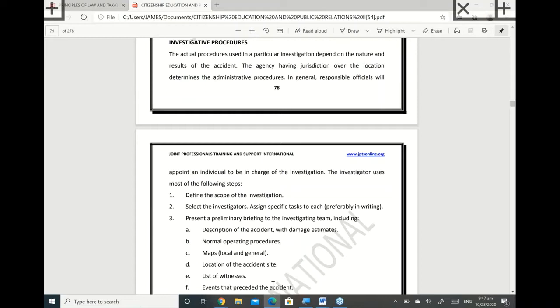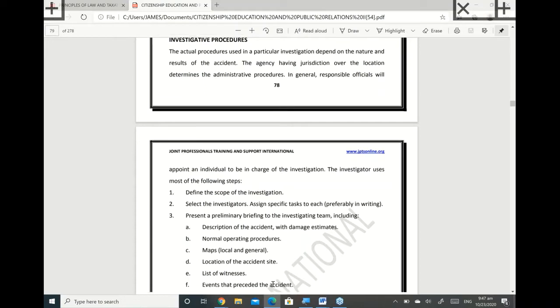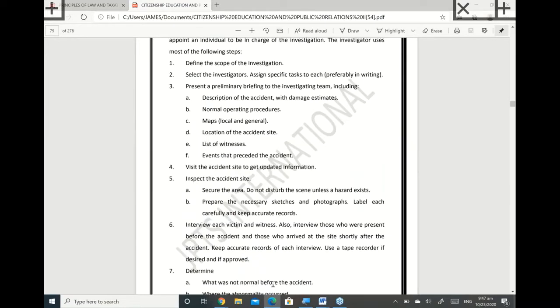First, define the scope of the investigation. How far do we want to go? Which length do we go to on the scope of the investigation? Then we also look at the second step, select the investigator. We look at who is to be there, preferably in writing. The presentation is to be in writing.